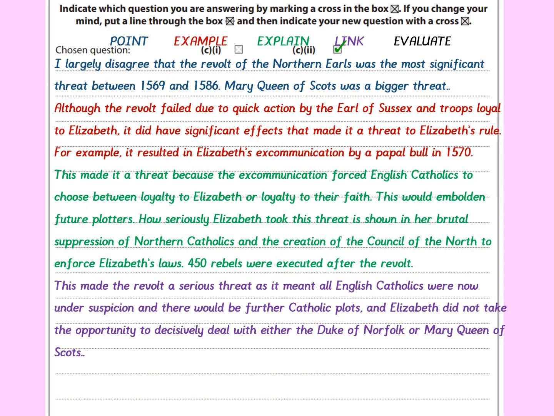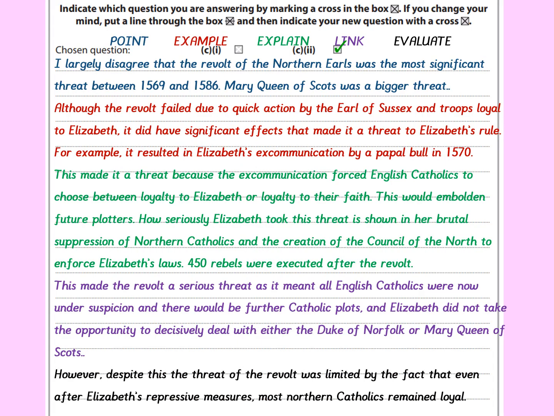This made the revolt a serious threat as it meant all English Catholics were now under suspicion and there would be further Catholic plots. And Elizabeth did not take the opportunity to decisively deal with either the Duke of Norfolk or Mary Queen of Scots. However, despite this, the threat of the revolt was limited by the fact that even after Elizabeth's repressive measures, most Northern Catholics remained loyal. So let's consider where I'm picking up the marks here.